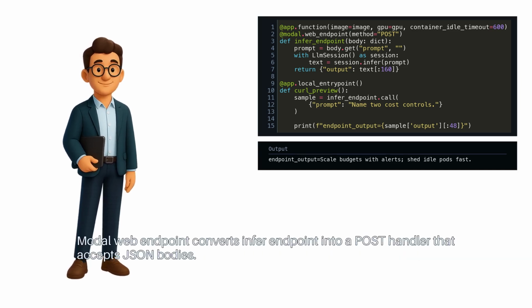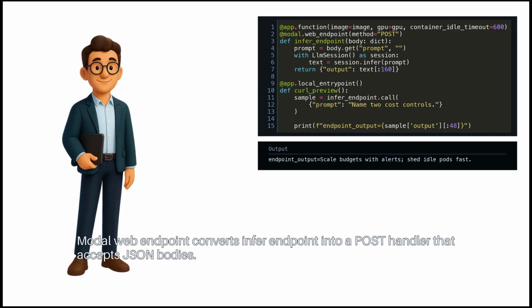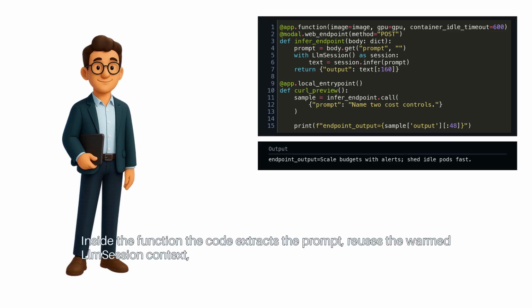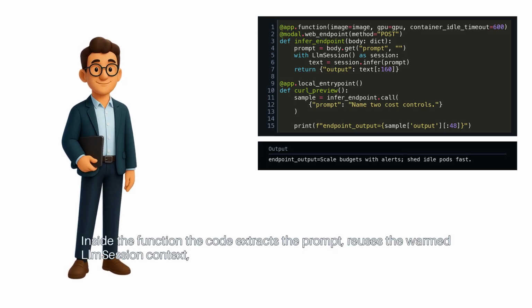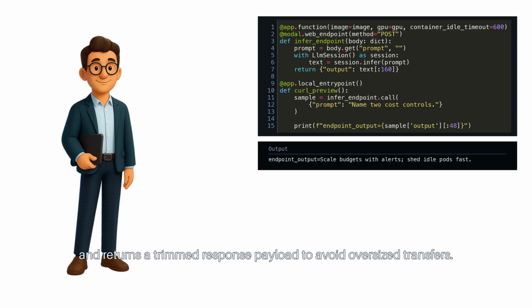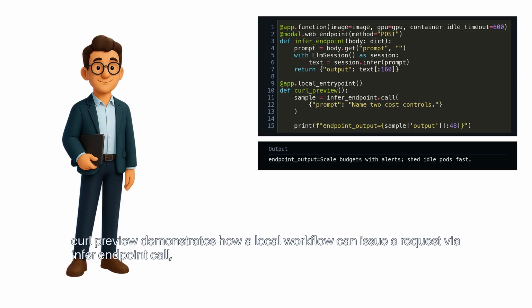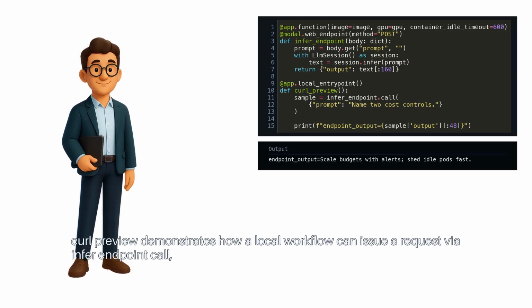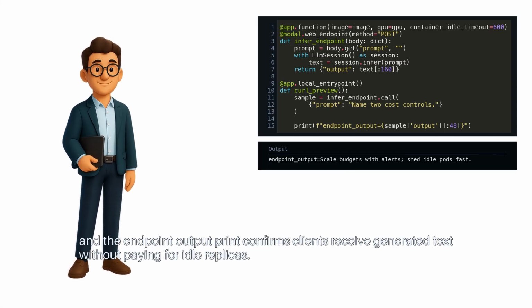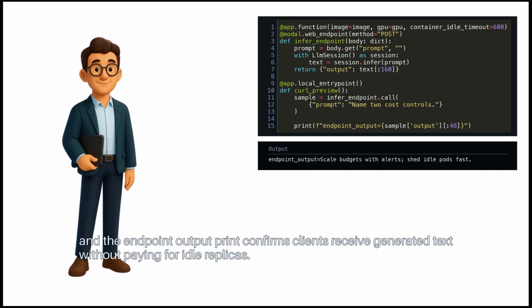Modal web endpoint converts infer endpoint into a POST handler that accepts JSON bodies. Inside the function, the code extracts the prompt, reuses the warmed LLM session context, and returns a trimmed response payload to avoid oversized transfers. The curl preview demonstrates how a local workflow can issue a request via infer endpoint call, and the endpoint output print confirms clients receive generated text without paying for idle replicas.